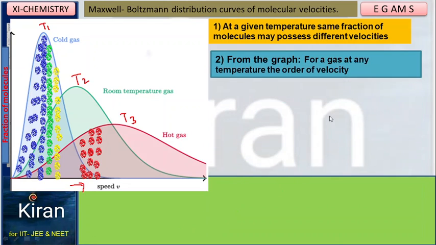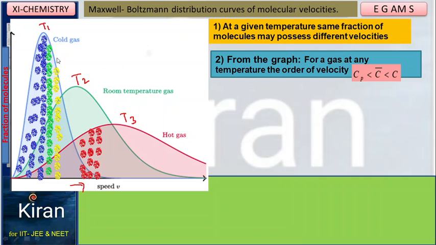Second point, from this graph, for a gas at any temperature, the order of velocity is Cp is less than C bar is less than C. This is the order of the molecular velocities. Here we have three different molecular velocities. Cp means most probable velocity, C bar means average velocity, C means RMS velocity. These three types of molecular velocities are in the following order. The least speed is Cp.